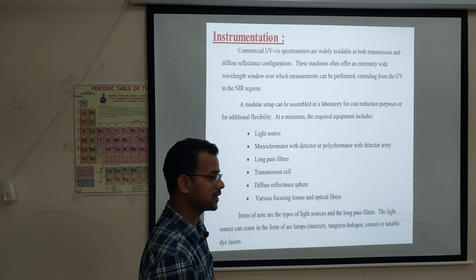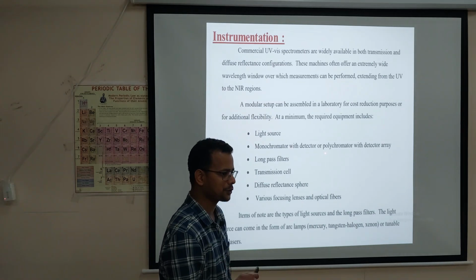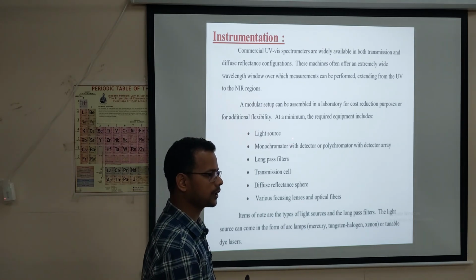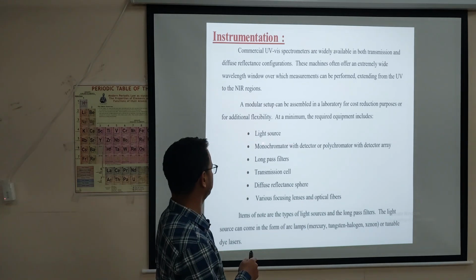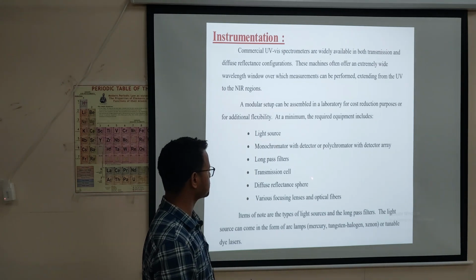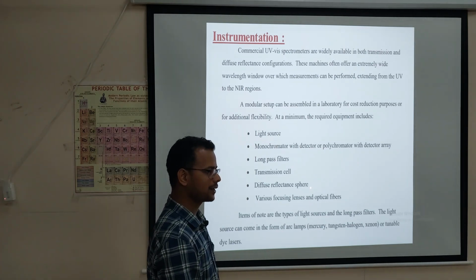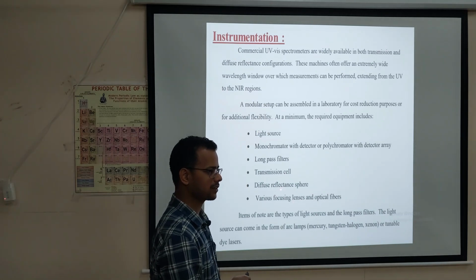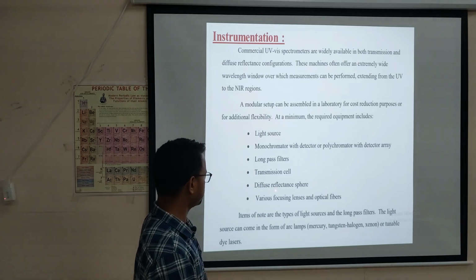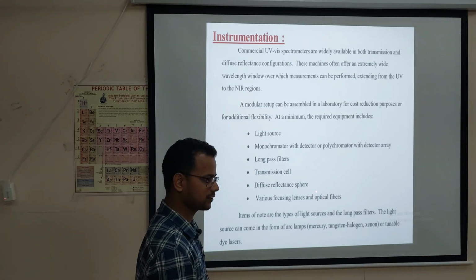What is the light source? It is very important. Monochromator: what is the role of the monochromator? We will discuss. Long pass filter, transmission cell, diffuse reflectance sphere. It is the main hero. The diffuse reflectance sphere will collect the diffuse reflectance light. Various focusing lenses and optical fibers. Right.